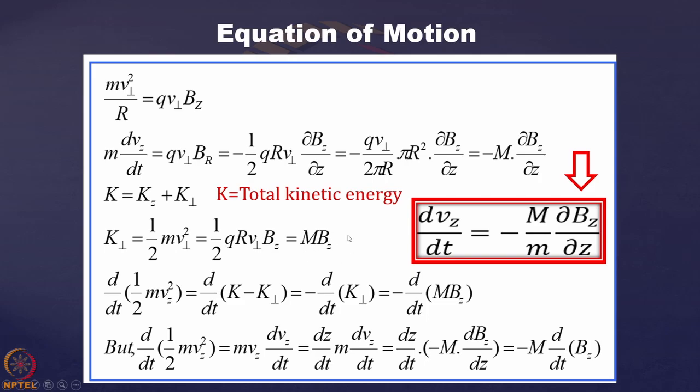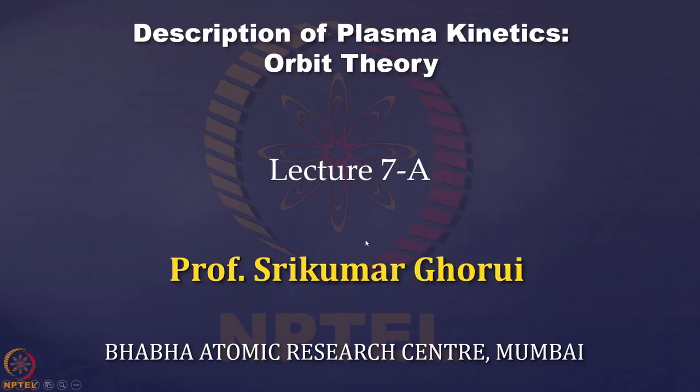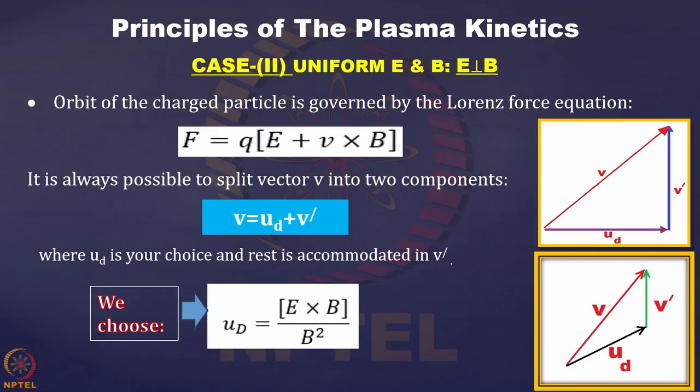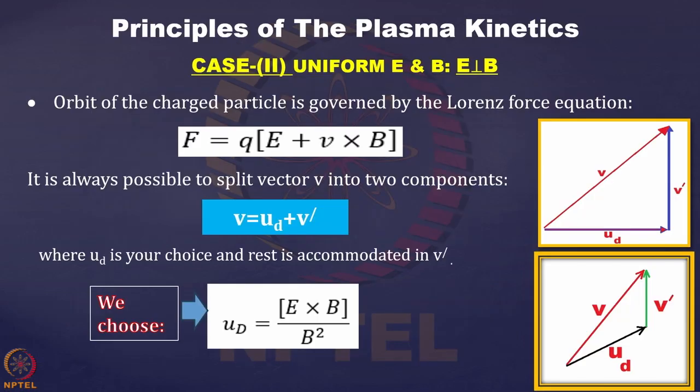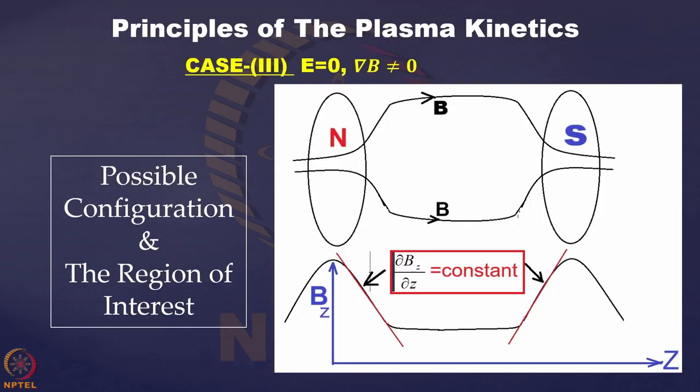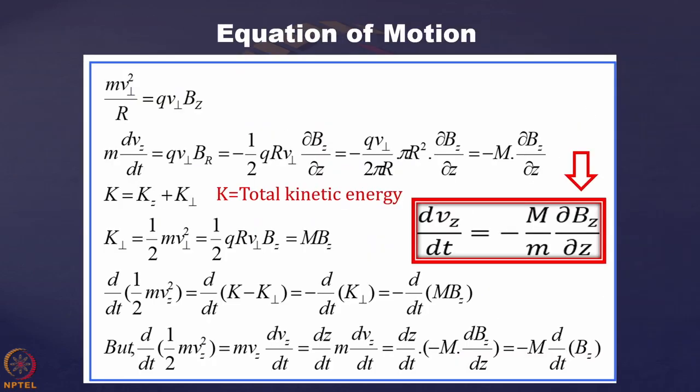Actually, we made this derivation earlier also. If you remember, we can go back and show that we have written it. You see that here mu equals K perpendicular by Bz. So the magnetic moment always follows this relation, K perpendicular by Bz, and we have arrived at the same thing here as well. So K perpendicular by Bz is equal to mu.